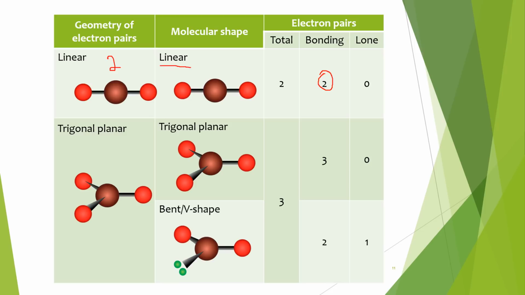Next, for trigonal planar, which consists of 3 electron pairs, for the first case, when the molecule consists of 3 bonding pairs, the molecular shape will still be the same as the geometry, which is trigonal planar. In the next case, when the electron pairs consist of one lone pair and two bonding pairs, the molecular shape will be different from the geometry. You will get the molecular shape of a bent shape or V shape.